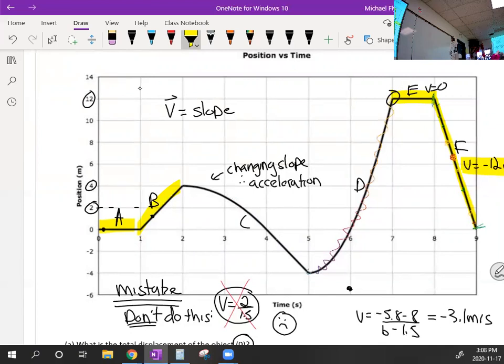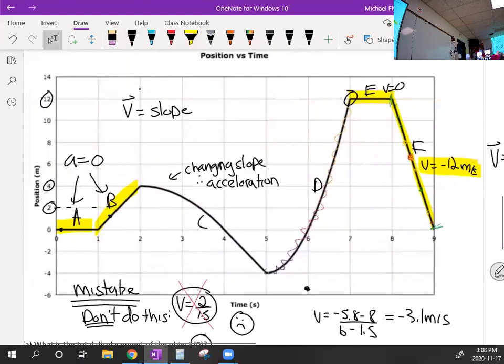So in all of those sections, the acceleration equals 0, okay? And here also, acceleration equals 0 for F and for E, because the line is straight. That means 0 acceleration. Now, if the line is curved, that's where we have acceleration.